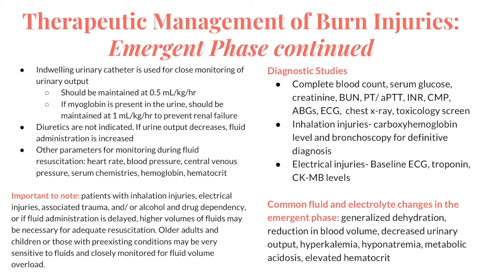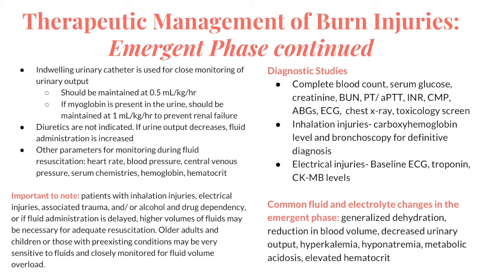To monitor the fluid status appropriately, an indwelling urinary catheter is usually used for close monitoring of urinary output. Diuretics are not indicated. If urine output decreases, fluid administration is increased. Other parameters for monitoring during fluid resuscitation include heart rate, blood pressure, central venous pressure, serum chemistries, hemoglobin, and hematocrit. Like mentioned in the last slide, it is important to note that some patients might be sensitive to fluids and should be closely monitored for fluid volume overload.